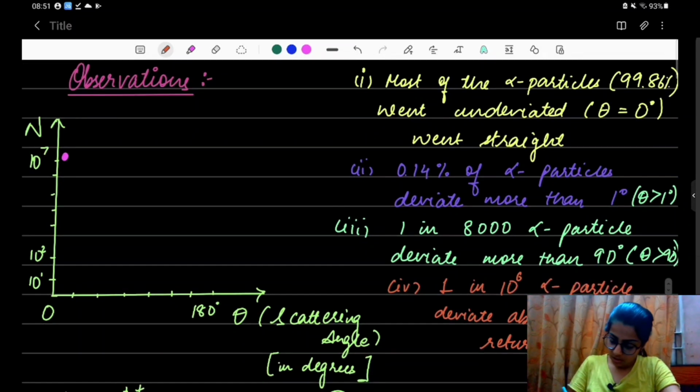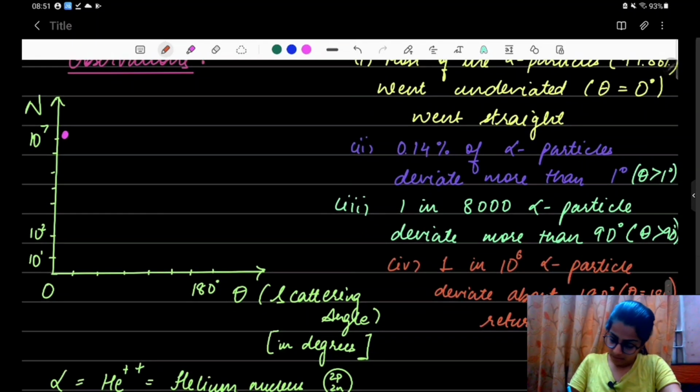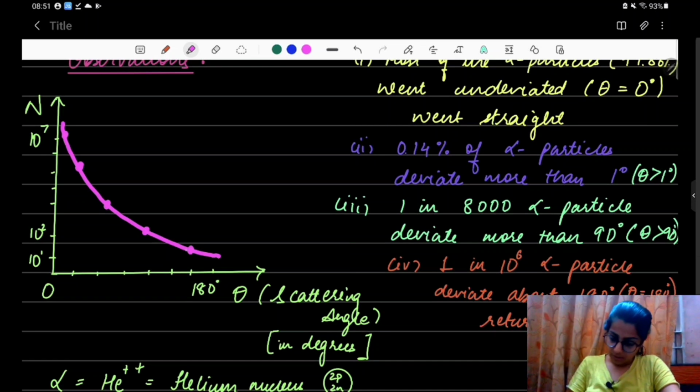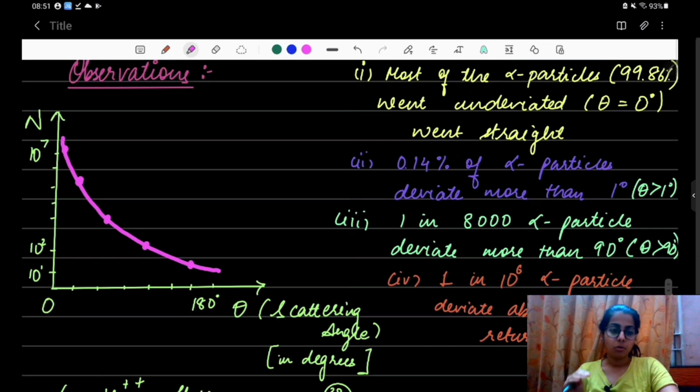Now we will make the graph. Actually, first the dots are made and after that the graph is made. These were a few observations which were recorded. Now, with the help of these dots and the equation, the line was made. That equation was given by Rutherford.